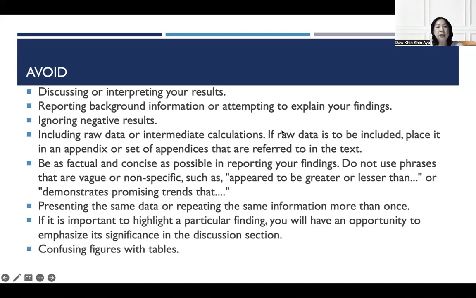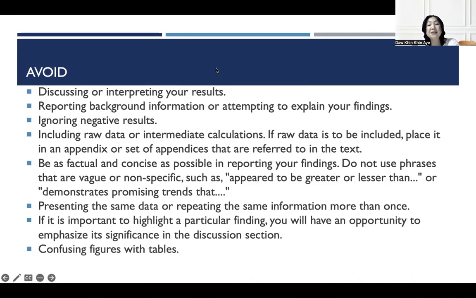Now, next one. Here, this is what you must remember. Avoid discussing or interpreting your results unless you have a separate results section and discussion section. In the results section, you only include the results without discussing or interpreting them. Don't report background information or attempt to explain your findings. Now, don't ignore negative results. They are important as well. Don't include raw data or intermediate calculations. If raw data is to be included, place it in an appendix, okay?